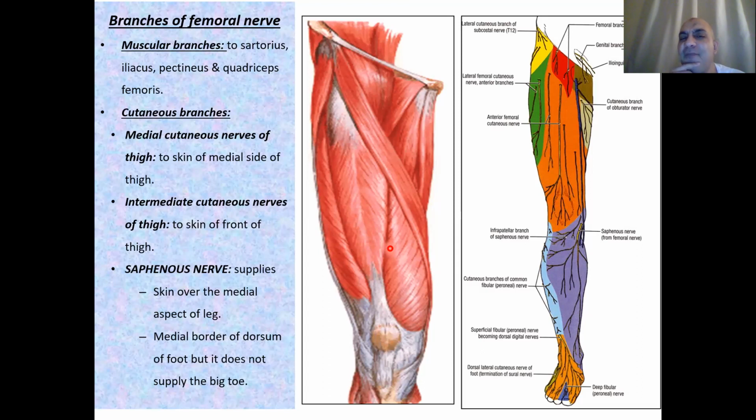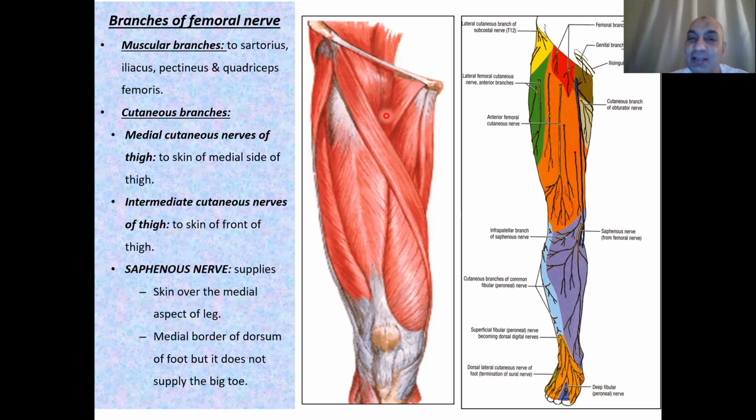And number 3, we have a branch to pectineus. This muscle is called the pectineus. And finally, 1 branch for iliacus. This branch arises before the femoral nerve enters the thigh. So we have 4 muscular branches. Number 1, iliacus. Number 2, pectineus. Number 3, sartorius. Number 4, quadriceps femoris. So we have 4 muscular branches.